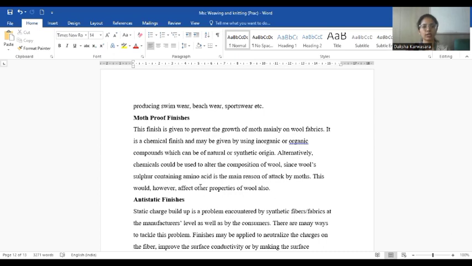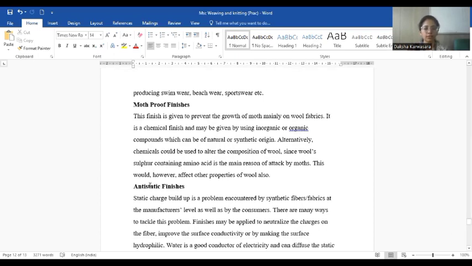It is a chemical finish and can be given by using inorganic or organic compounds, which can be of natural or synthetic origin. Alternatively, chemicals could be used to alter the composition of wool, since wool's sulfur-containing amino acid is the main reason for attack by moths. This would however affect other properties of wool also.